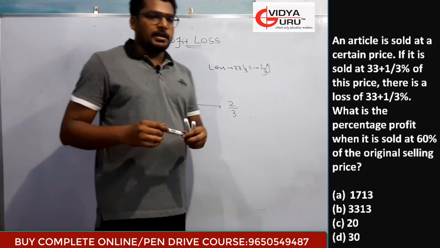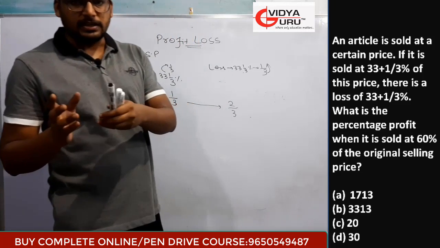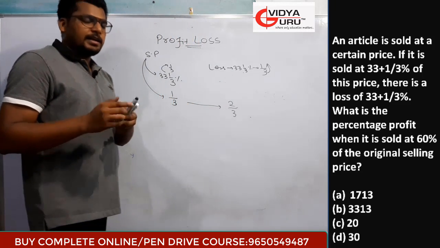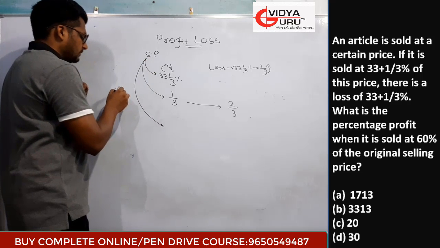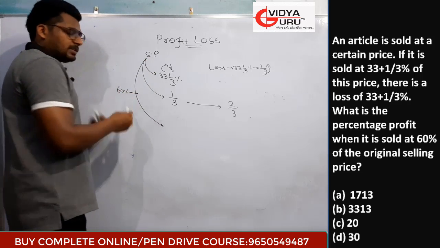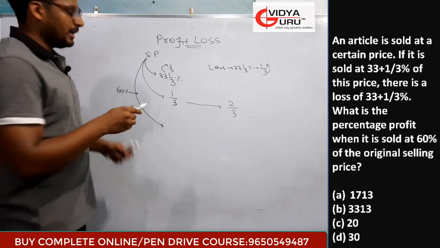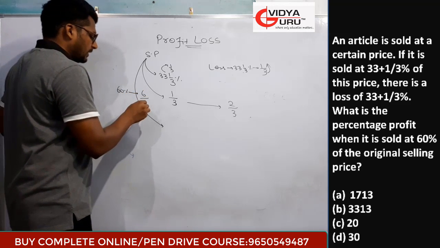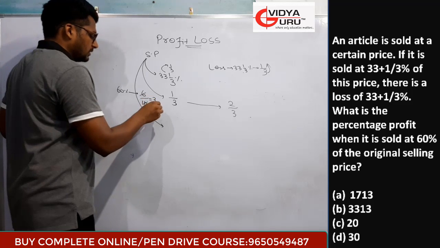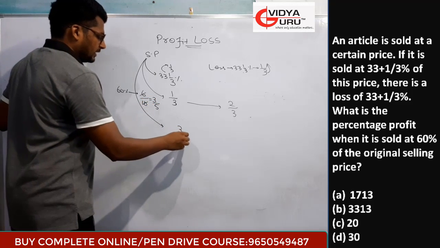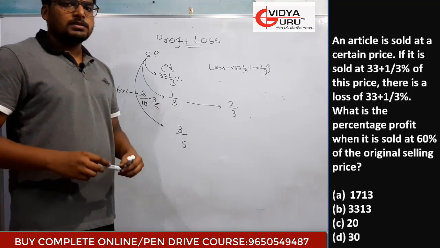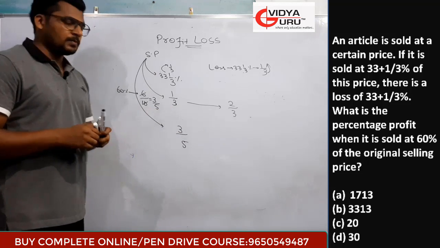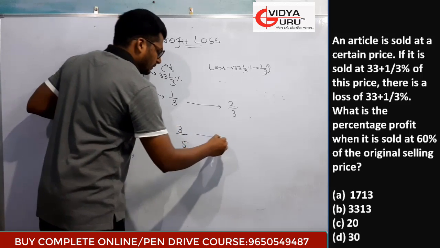Now the question is saying: what percent profit or loss would there be if it's sold at 60% of this price? What will be the fraction of 60%? 10% is 1/10, so 60% will be 6/10. If we cancel this out, it will be 3/5. That means I am selling goods at 3/5 of a certain selling price.